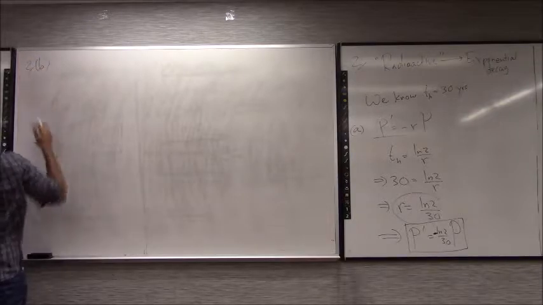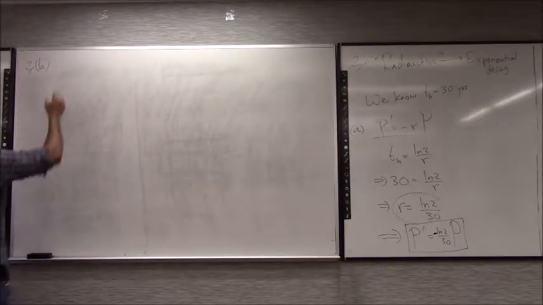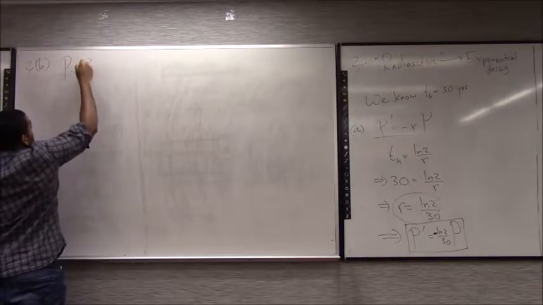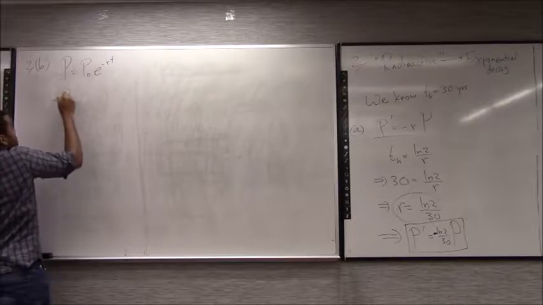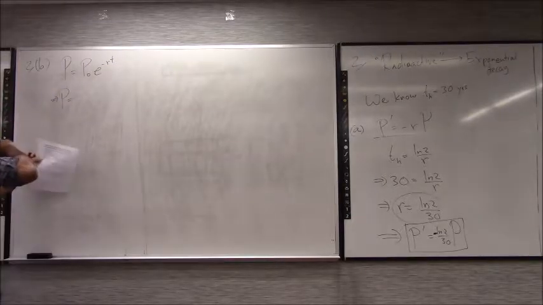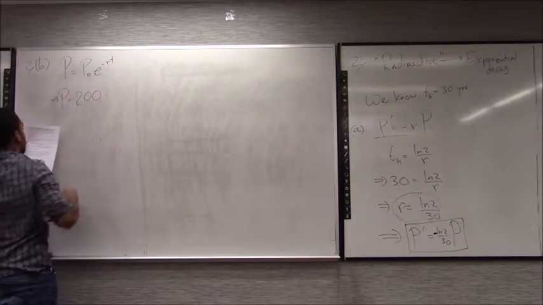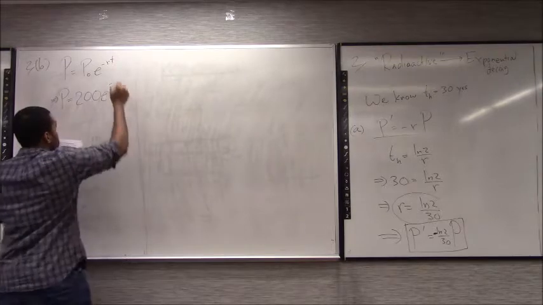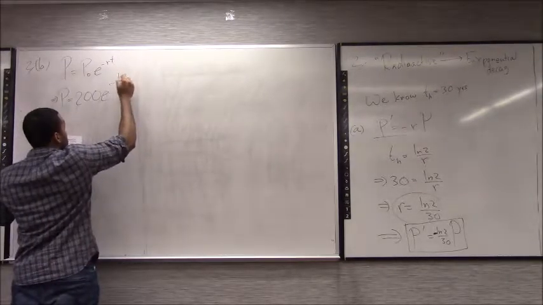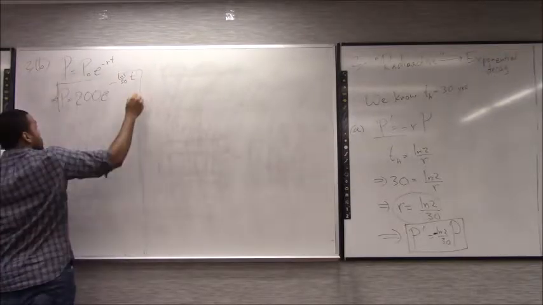B. Find a formula for P of t. Well, we know that P is equal to P naught e to the minus r t. This means that P is equal to P naught. Do we know what that is? Yes, 200. e to the minus r, we just found is ln 2 over 30, times t. So that's our formula.